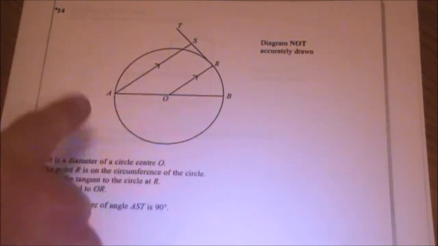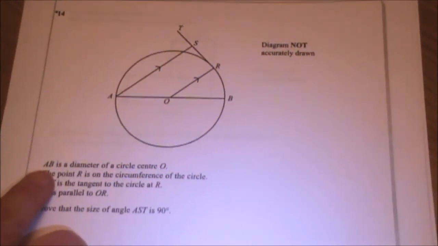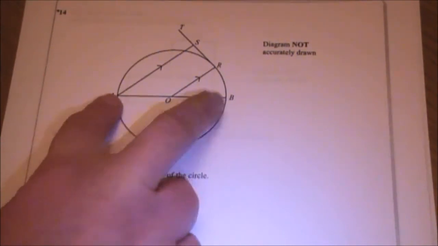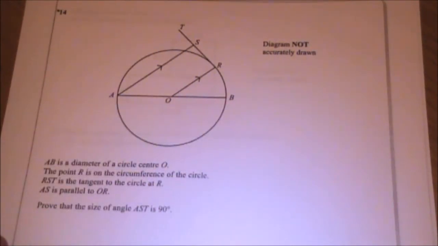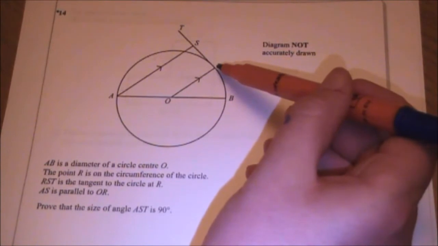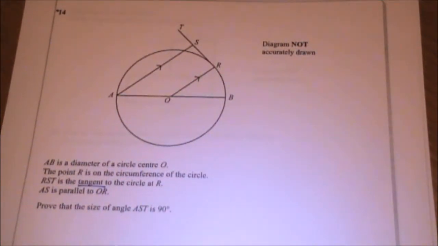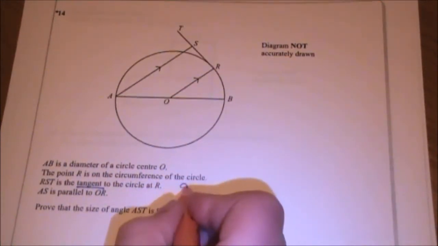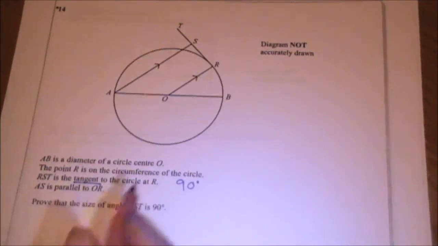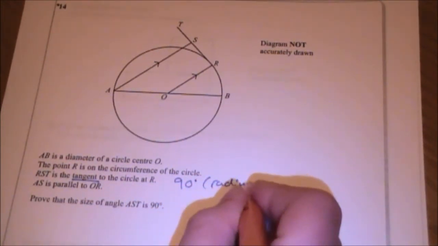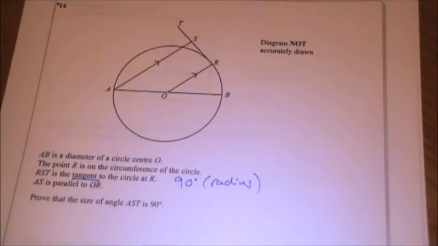So there's the diagram. AB is the diameter of a circle. That's AB. It's got a centre of O. The point R, so that's there. The point R is on the circumference of the circle. RST is the tangent. Alarm bells are ringing. Tangent. Whenever I see tangent, I think 90 degrees. And I think 90 degrees with the radius. All right, that's your clue. So I'll keep reading for now.